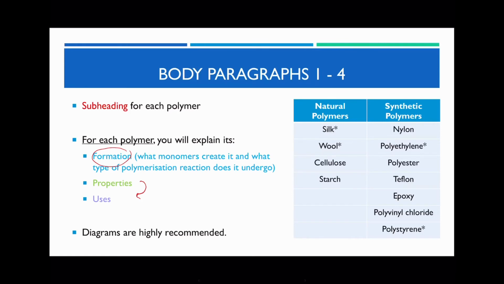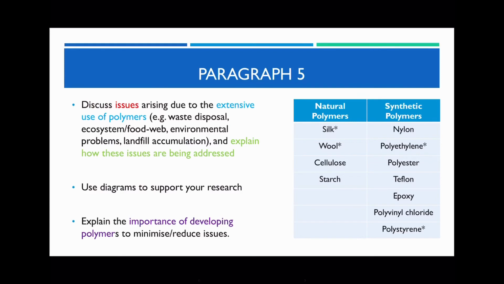If you do this, it should probably take you at most 200 words for each paragraph, for these 4 paragraphs. I don't really want that many words at all. So you're just going to briefly talk about these 3 things for each paragraph. Once you've done that, you're going to be talking about the issues that arise due to the extensive, meaning the long-term, use of polymers.